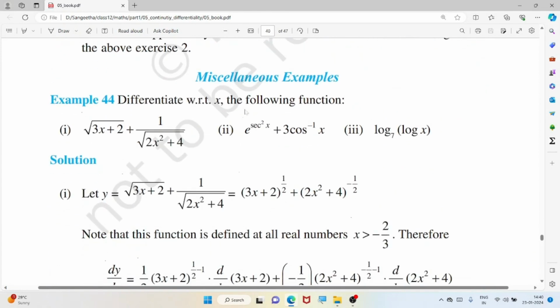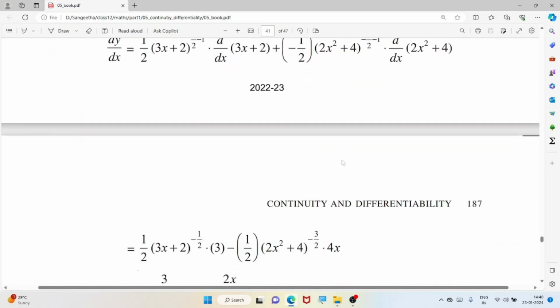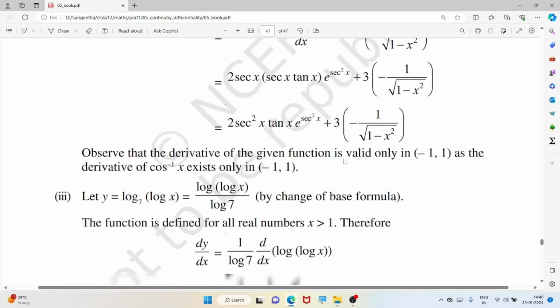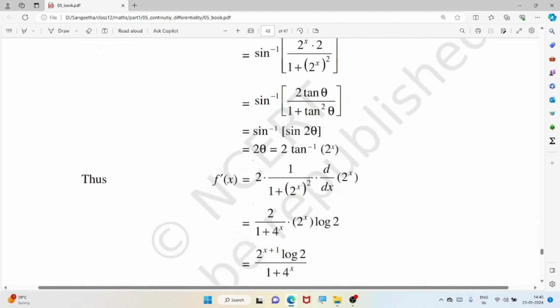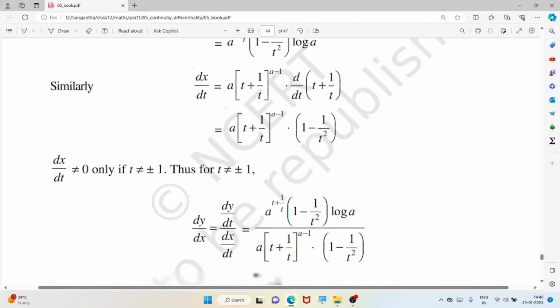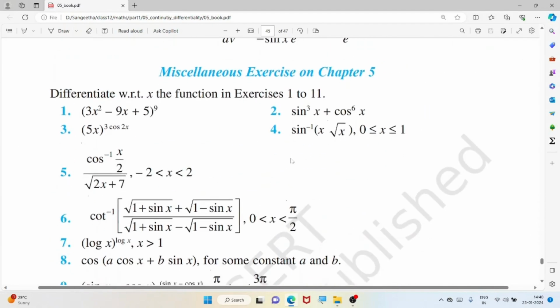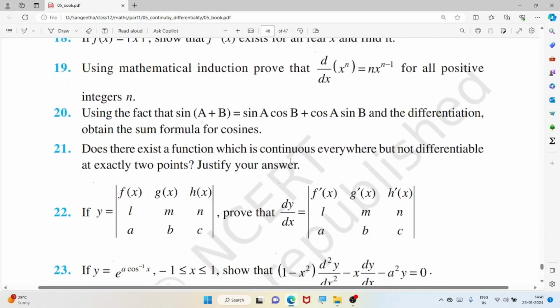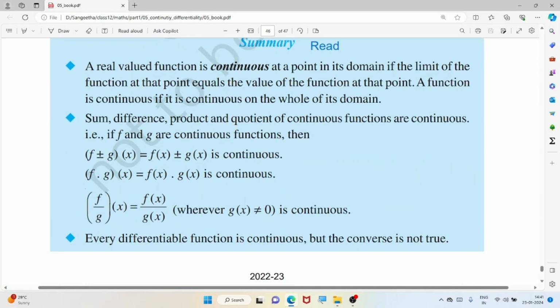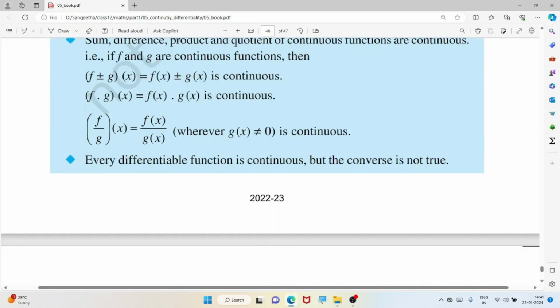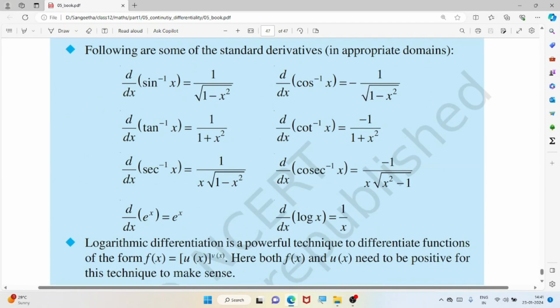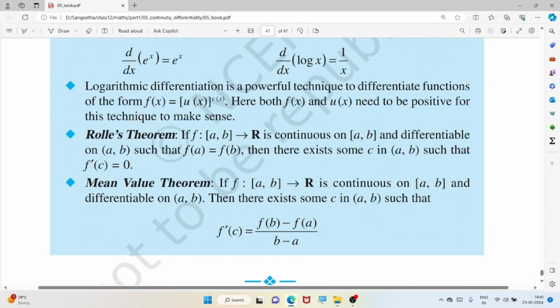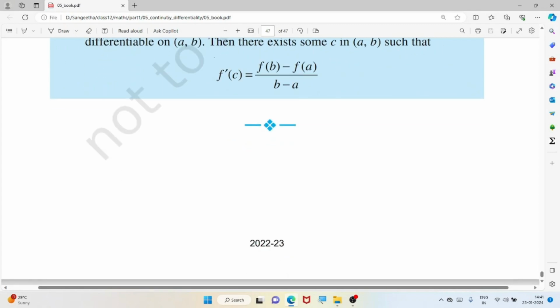You can go through these miscellaneous problems also. Here again, it is important that you read the summary. In the summary, read what is continuity, what are the rules for continuity, differentiation, this theorem, MVT and Rolle's theorem.